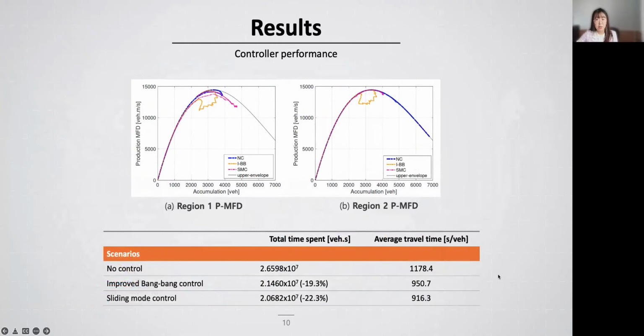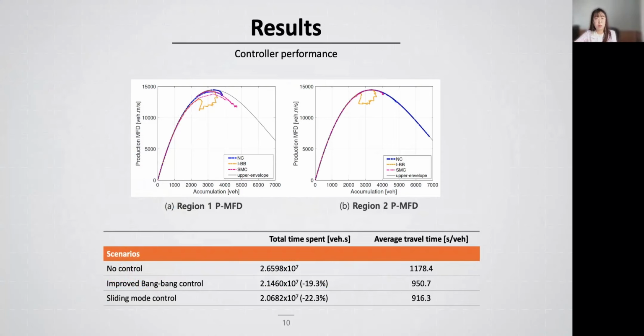The production MFDs of region 1 and region 2 are indicated in these two figures. We can see the hysteresis loops in the figures. This makes sense since the hysteresis phenomenon exists when the vehicle accumulation is unevenly distributed in the network. So in this paper, we consider cordon queues, so the distribution is not uniform, especially when the queue size is large.